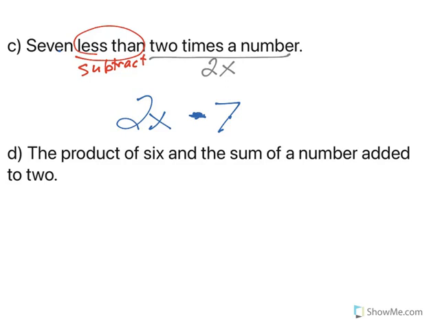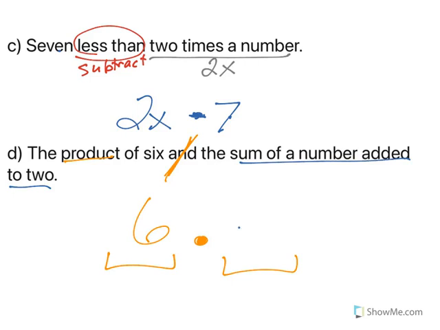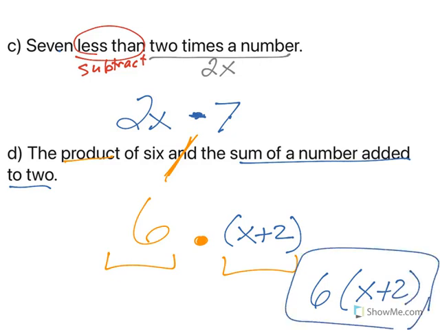And the last one, the product of 6 and the sum of a number added to 2. Okay, product means we're multiplying two things together. So we're taking this times this. So the product of 6 and the sum of a number added to 2. Because I'm multiplying 6 times this piece, I should put my second piece in parentheses. So this would be the same as 6 parentheses x plus 2. And that is playing with mathematical expressions.